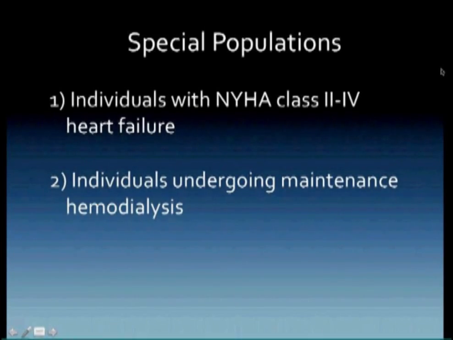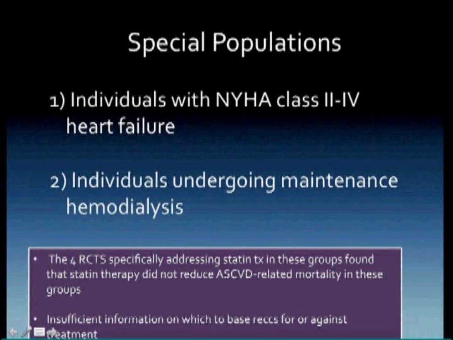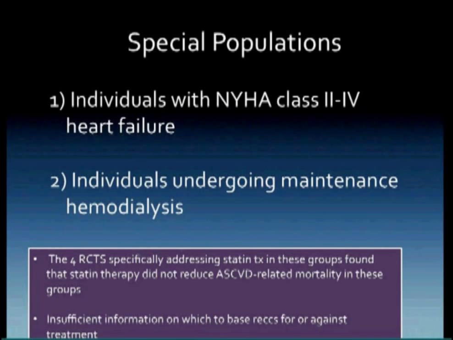Other special populations are individuals with New York Heart Association class 2 through 4 heart failure, and individuals undergoing maintenance hemodialysis. There were 4 randomized controlled trials that specifically addressed statin therapy in these groups, and they didn't find that statin therapy reduced cardiovascular disease-related mortality. So based on those trials, which are the only ones targeting these specific groups, they said there was insufficient information on which to base recommendations for or against using a statin in these patients. So basically, it's up to you to calculate the patient's risk-benefit ratio.